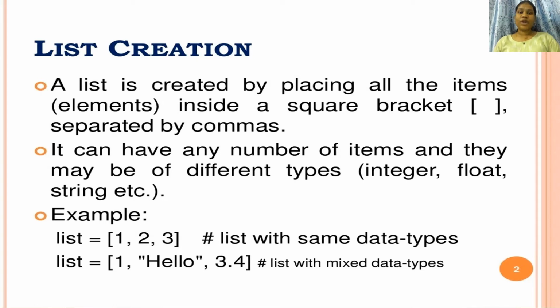It is an example of the same data type. Another list I have taken is 1, hello and 3.4. It is a list consisting of different data types: string, integer and float.